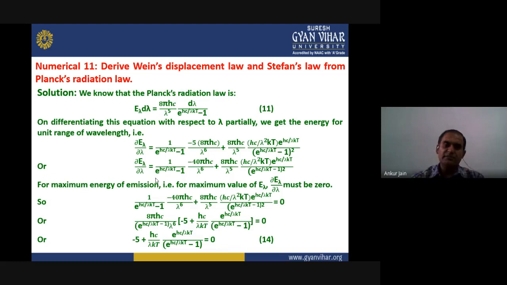So we already know that Planck's radiation law can be written in the form of wavelength as E lambda d lambda equals 8 pi hc upon lambda to the power 5 into d lambda upon e to the power hc upon lambda kT minus 1. Now on differentiating this equation with respect to lambda partially, we get the energy for unit range of wavelength. That means del E lambda upon del lambda equals 1 upon e to the power hc upon lambda kT minus 1 into, we are just differentiating by considering that this term is the first and this term is the second.